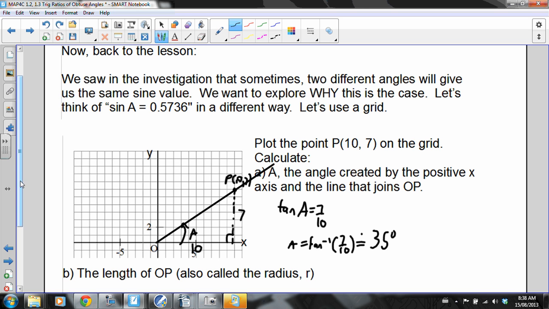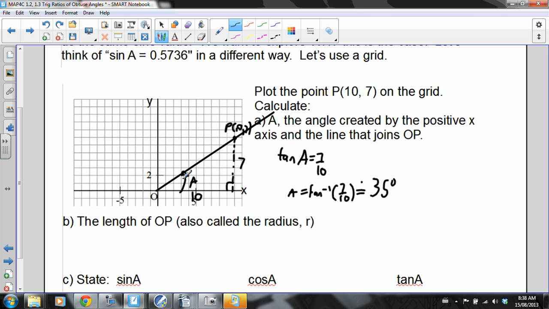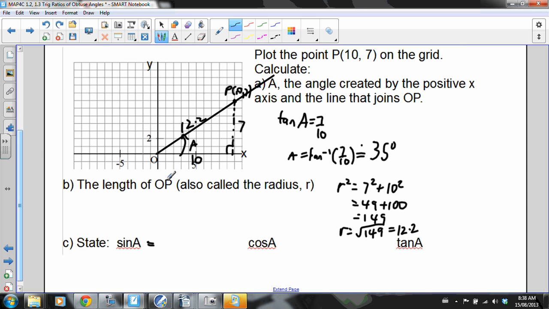Then it wants us to find the length of OP, also called the radius. Well, that's just the hypotenuse, so I'm going to use Pythagorean theorem here. Take the square root at the end, and you get about 12.2. And see, if this is 12.2, then we can state the other ratios as well. So state the sine of A, well, that's just opposite over hypotenuse, 7 over 12.2. The cosine is 10 over 12.2, adjacent over hypotenuse, and the tan, like we set up there, is 7 over 10.